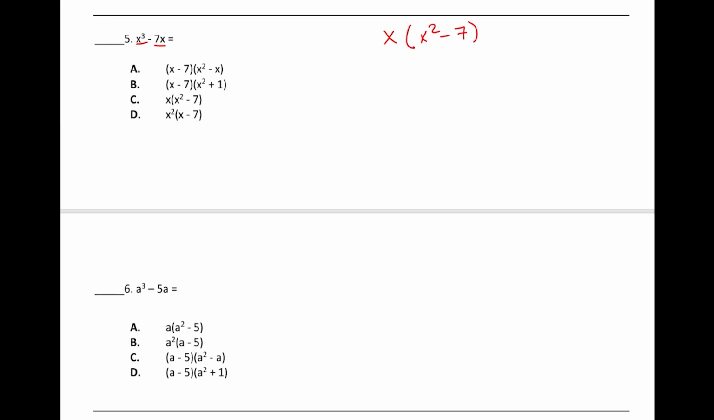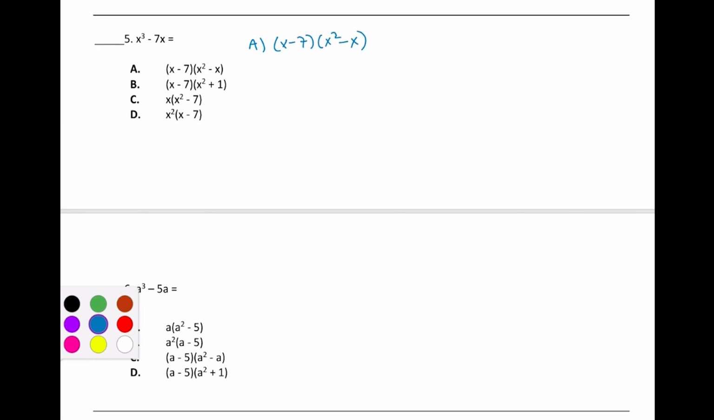But if you're still a little shaky on your GCF factoring and how all that works, you can just approach this problem the same way that we did the last 4, which is just to go ahead and multiply out each answer choice. Because the multiplication here gets a little messy, actually it's not too bad. Let's just do one at a time. So for choice A, I have x minus 7 times x squared minus x. So I'm going to use the distributive property.